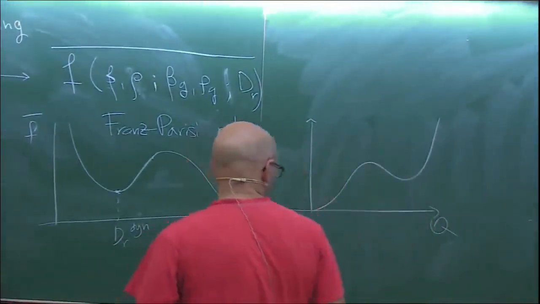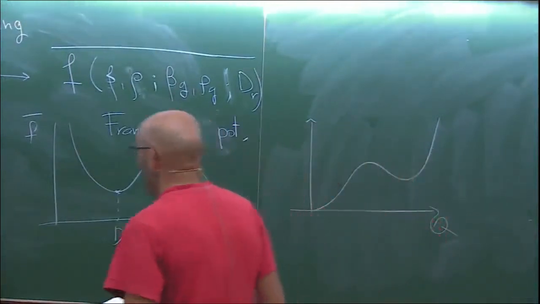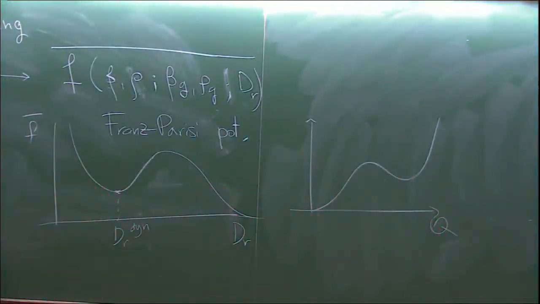The last thing I would like to say before we stop is how to compute this. And here is where the replicas come in, because you have to average a log. Y plays the role of a quenched disorder, and the average over y of the free energy is the average of a log. So then you use the replica method.